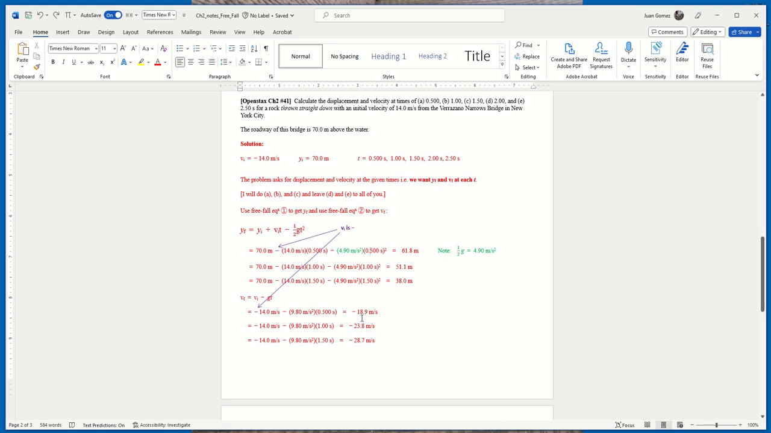Then, again, same thing, only now replace t with 1 second, and you get 51.1 meters. Notice it's getting closer and closer to the water. Now, so you get the idea.